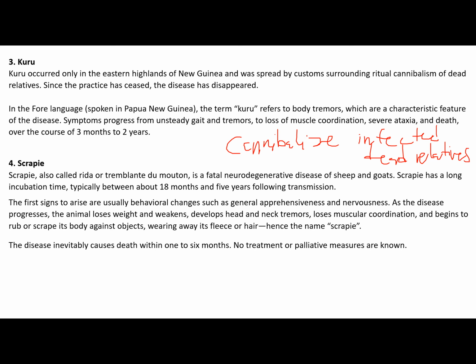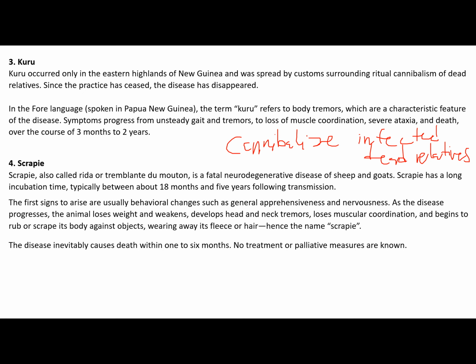Now, the practice has already stopped. It is prohibited in Papua New Guinea, class. But there are still some cases, class, that kuru would still occur. There are still some tribes there that still practice cannibalism in a very discreet manner.